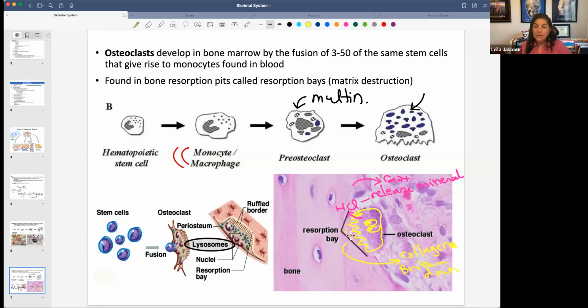All right. The enzymes are basically cleaving all of these collagen fibers, and the hydrochloric acid is destroying all of the mineral content, and everything gets released and goes into the blood. And that's how calcium leaves the bone to get into the blood. And we're going to talk about calcium homeostasis later.